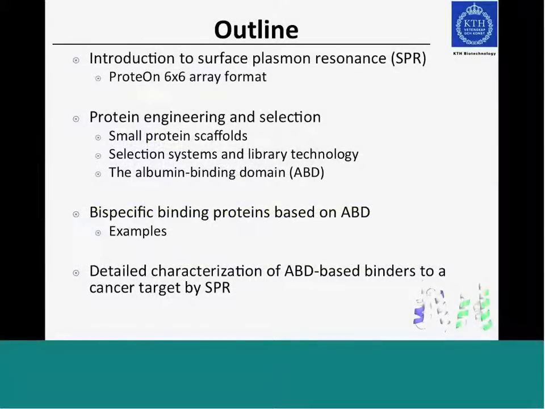So just a short outline. We will start by introducing surface plasmon resonance, which we assume is familiar to most of the people listening, and we will specifically focus on the proteome array format.